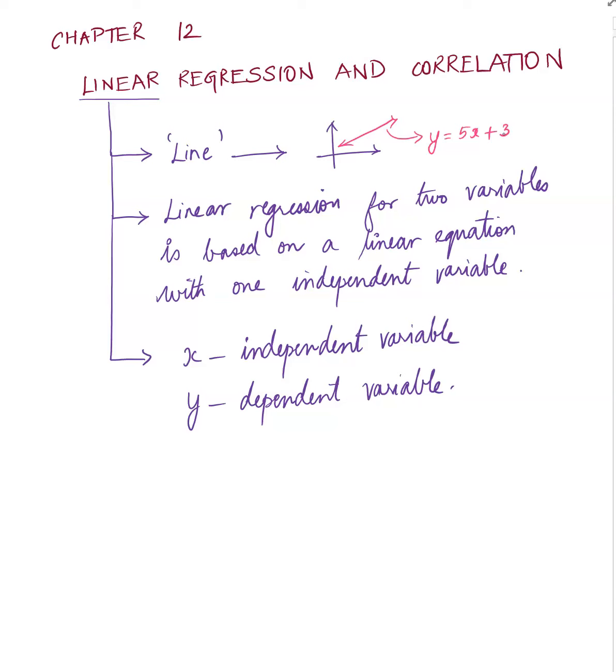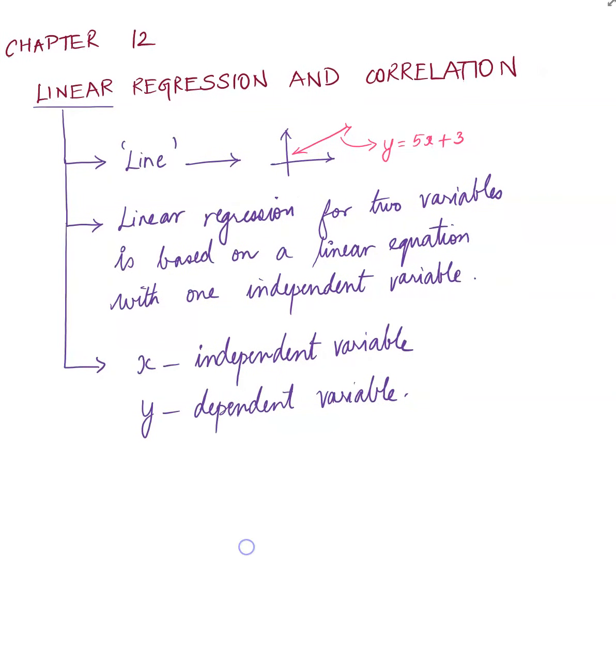Okay. There's another name for the independent variable. It's known as the explanatory variable. In fact, it's got two more names. It just depends on the context. If it is economics, then they like to use the word explanatory instead of independent and so on. So it's known as the explanatory variable or the predictor variable.